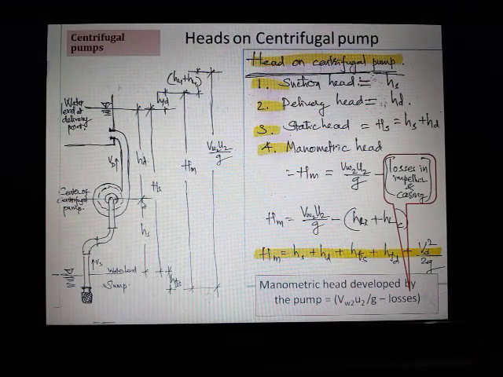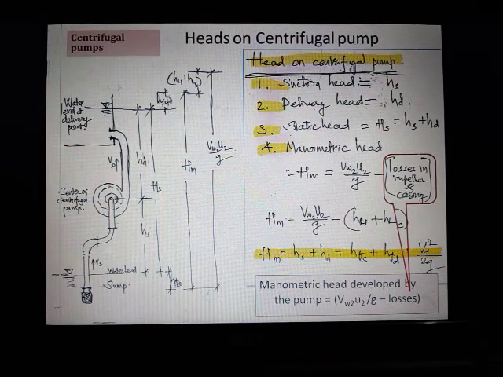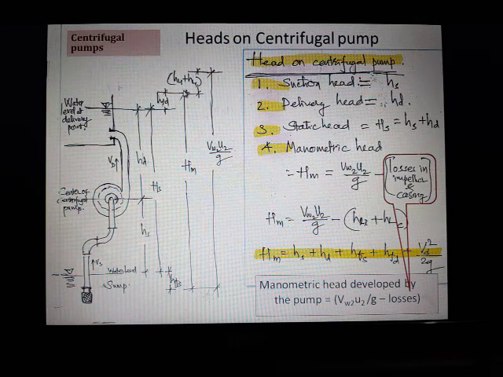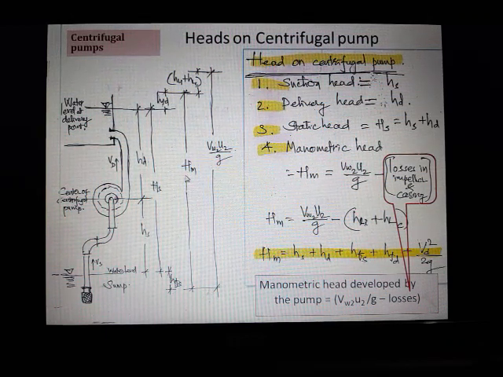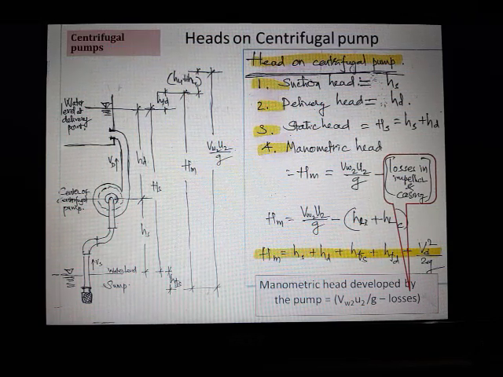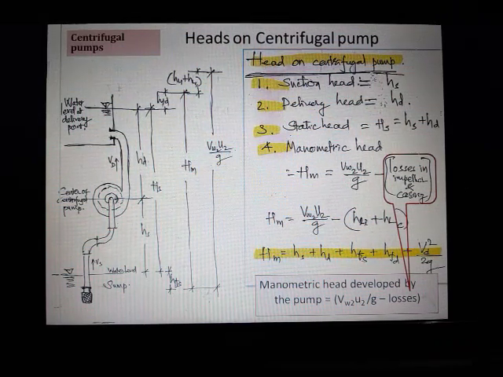Here there will be some losses inside this pipe, which is added as HFS, and some losses in the delivery pipe, which is known as HFD, or head loss due to friction in delivery pipe. So summing up these losses, it becomes what is known as manometric head, HM. And to this manometric head, if we add losses in the impeller and casing, obviously when the water moves here, there will be some losses. They are called losses in impeller and casing, denoted as HLI and HLC.